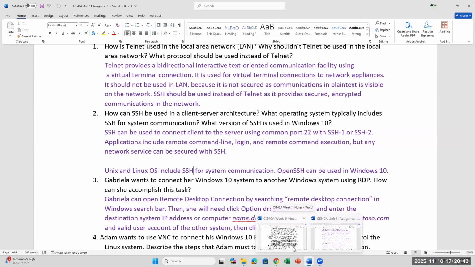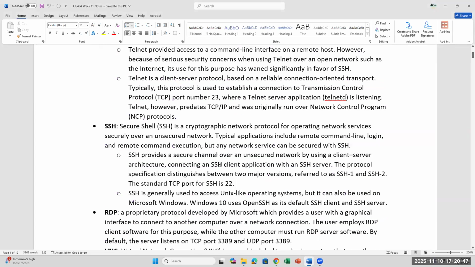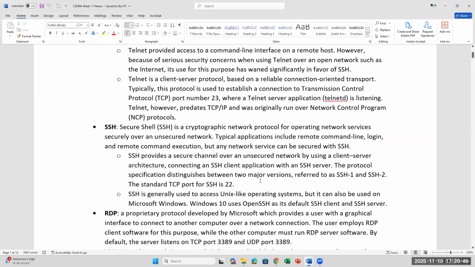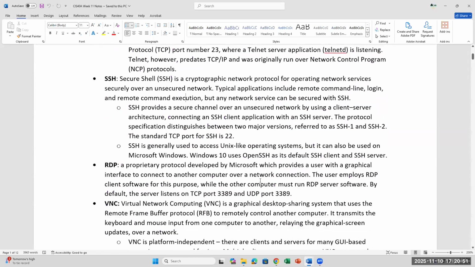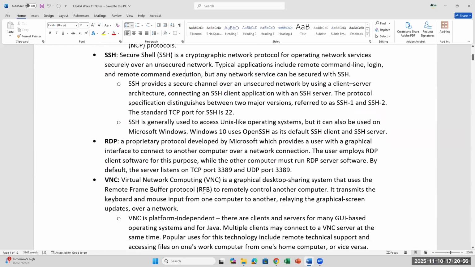Any questions regarding these two services and protocols? So you can find that here. Okay. All right. Next, we're going to talk a little bit more about the other two.